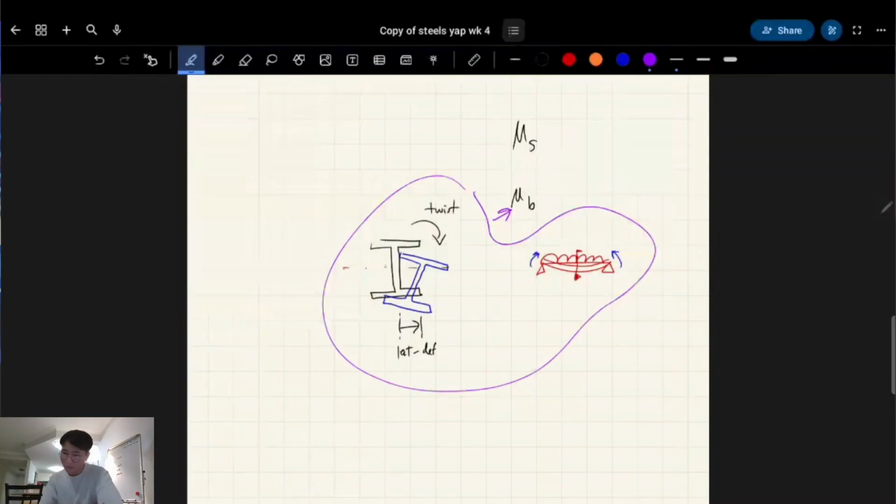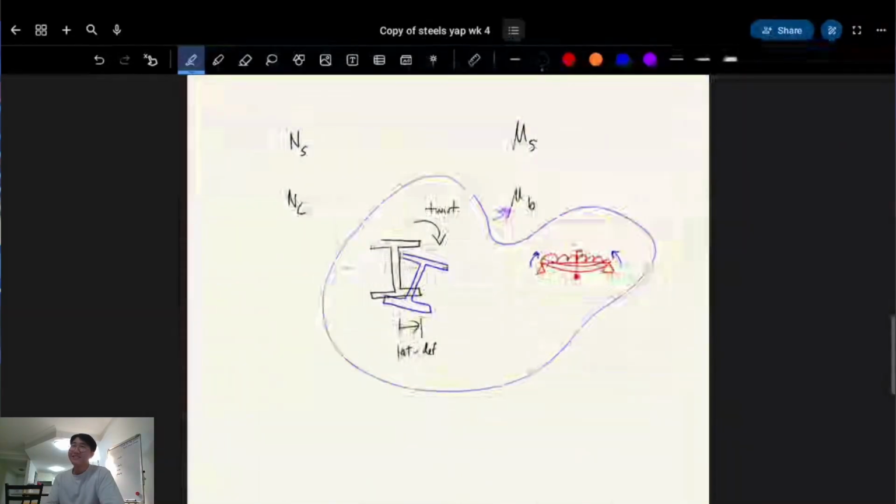You know how when we were doing compression, we had Ns and Nc? That's the equivalent. We had the section capacity and then the member capacity. The section capacity is local and member capacity is global. Exactly. But we have a different mode of global buckling, because the global buckling before was Euler buckling, which was this. Now we have lateral-torsional buckling as the new one. Do we need to check for Euler buckling and... Will the question tell you which one you're doing?